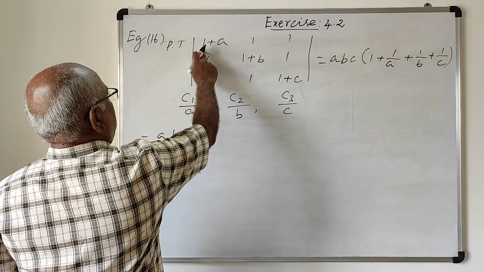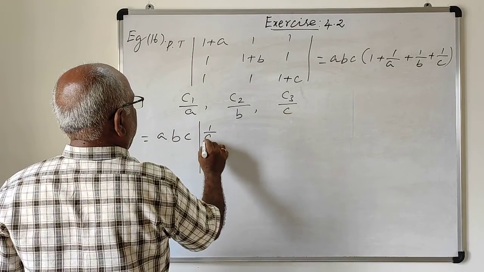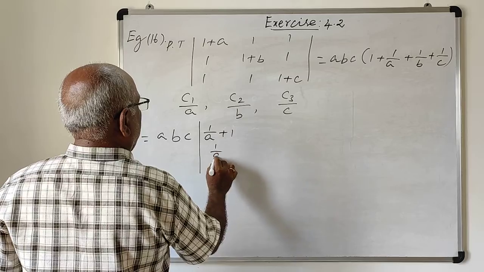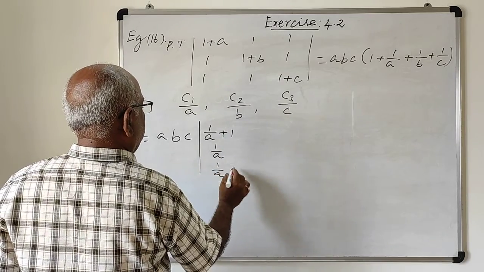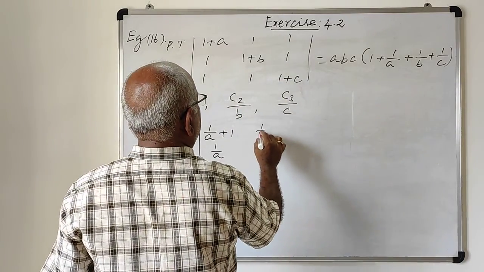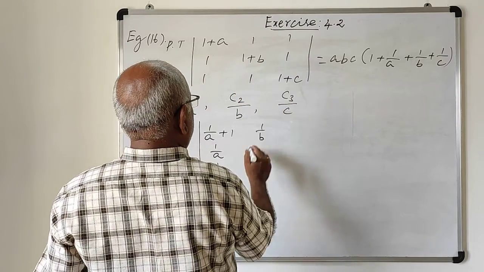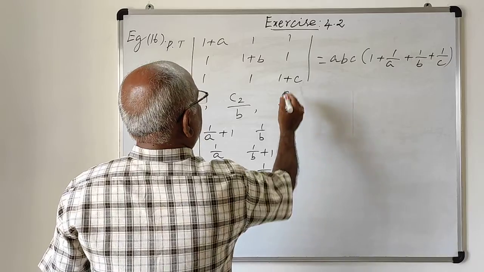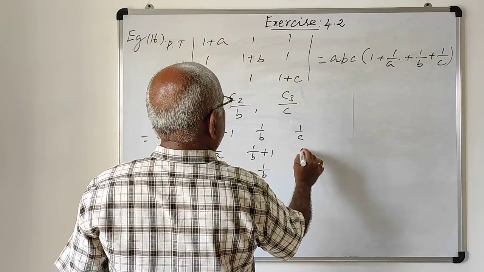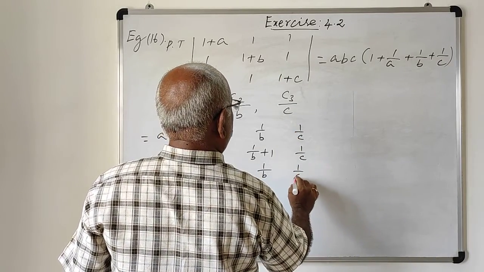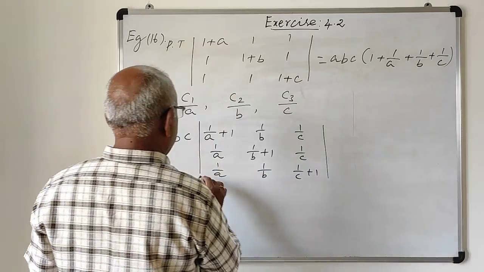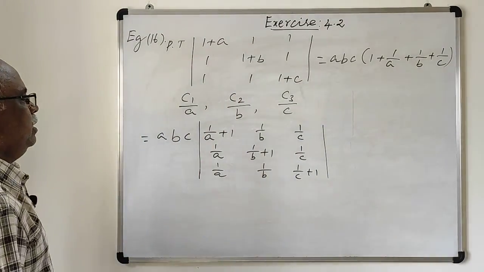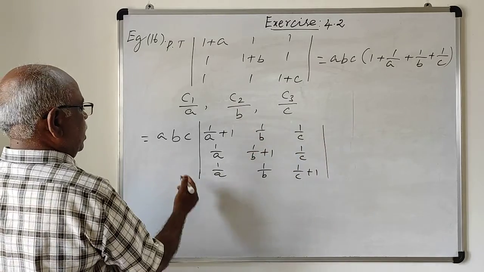So I get 1 by a plus 1, 1 by b, 1 by c in the first row. If we divide by a, the first column is 1 by a plus 1, 1 by a, 1 by a. Next column is 1 by b, 1 by b plus 1, 1 by b. Next, 1 by c, 1 by c, 1 by c plus 1. This is our determinant.